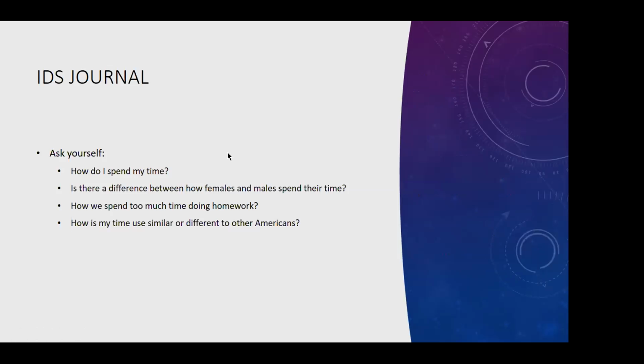So our first thing is we're going to be writing in our journal, okay, our IDS journal. So we have 4 questions. How do I spend my time? Is there a difference between how females and males spend their time? How we spend too much time doing homework. So this one, number 3, is worded kind of weird. So I want your opinion about how we spend too much time doing homework.